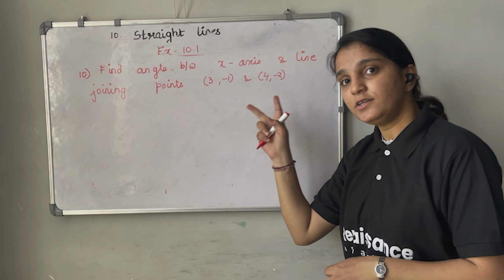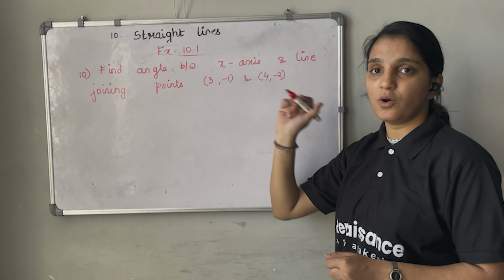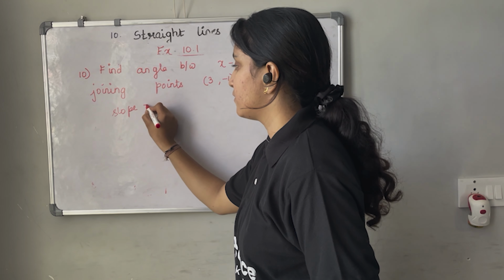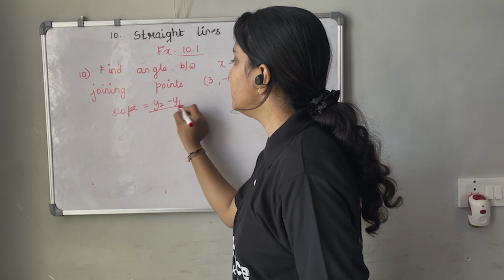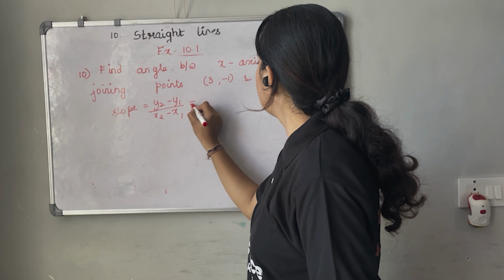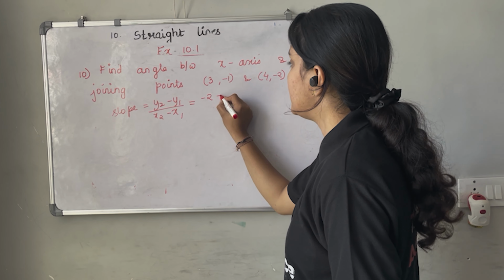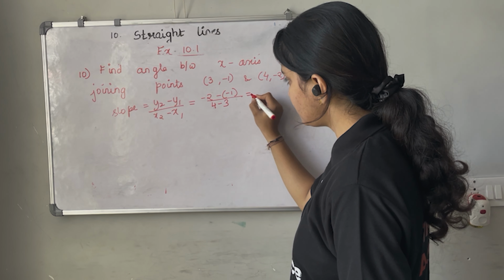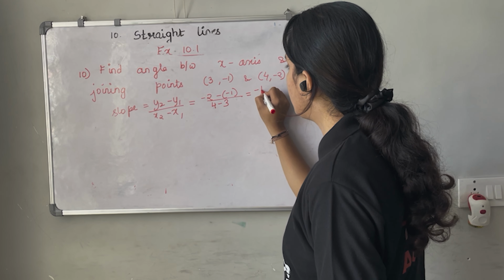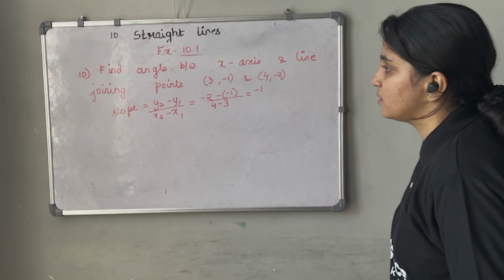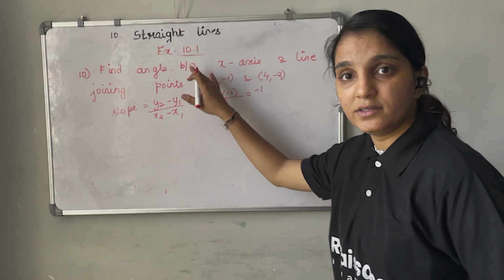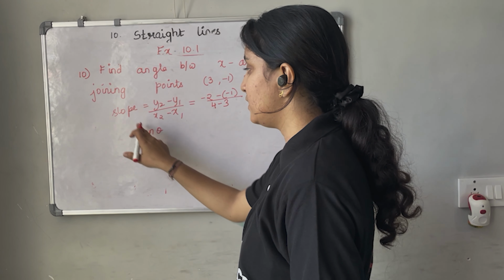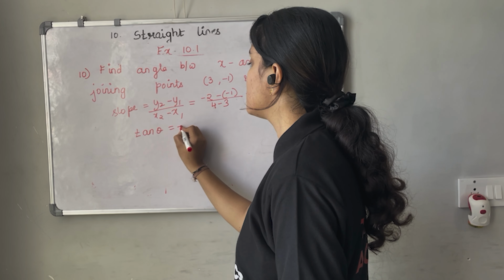Now we have been given 2 points. From these 2 points we can find the slope first, right? So we'll find the slope first. Slope will be y2 minus y1 upon x2 minus x1. It will be y2 minus 2 minus of minus 1 upon x2 4 minus 3. It will be minus 2 plus 1, minus 1, and 4 minus 3 is 1. Now we have to find the angle, which is given by tan theta. Slope is given by tan theta and we got tan theta as minus 1.